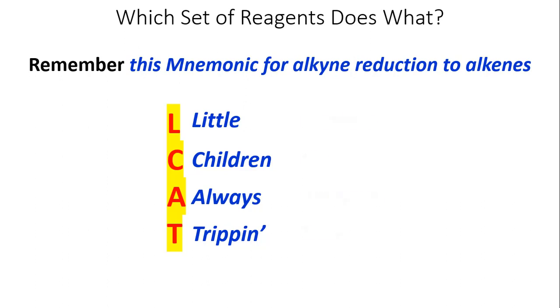What does that mean? It means if I use Lindlar's, I get a cis alkene. If I use ammonia, I get a trans alkene. So LCAT, Lindlar's cis, ammonia trans, right? Little children always tripping. That mnemonic will help you when it's time to remember what does what when you see this reaction on the test.